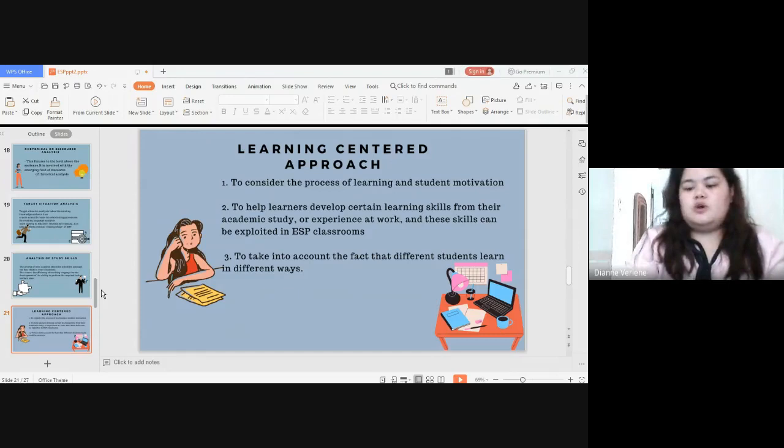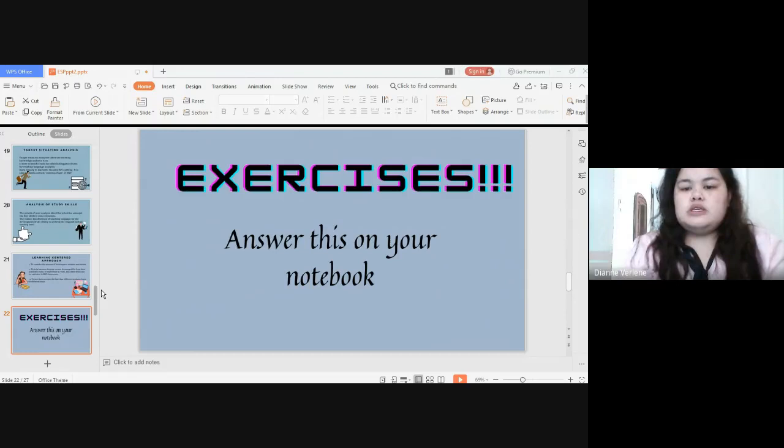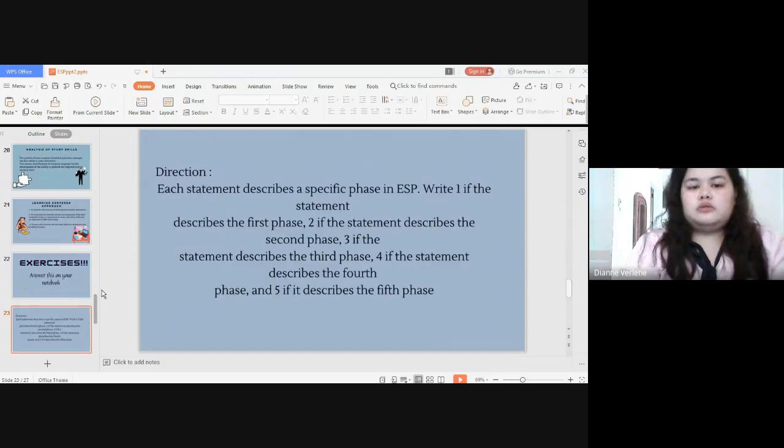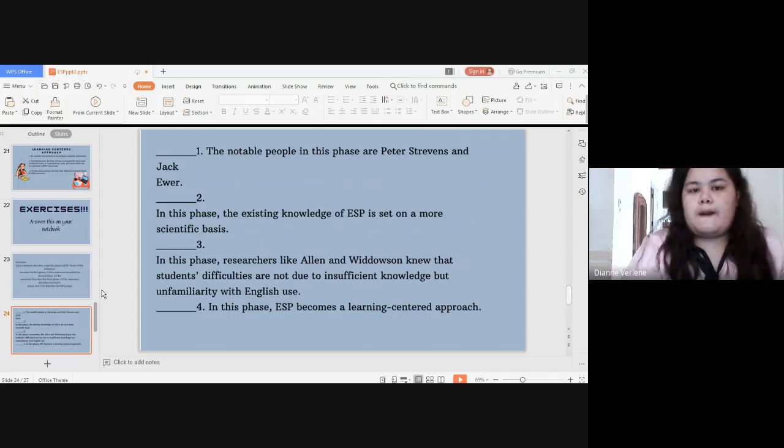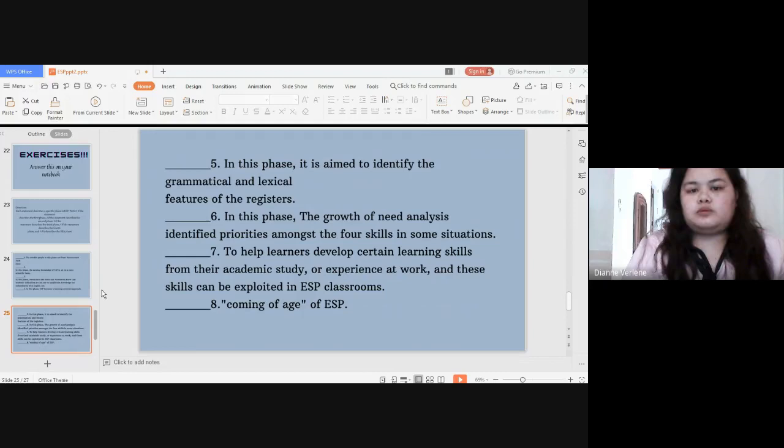So let's have an exercise. Answer this in your notebook. I will give 10 minutes to answer. Direction: each statement describes a specific phase in ESP. Write one if the statement describes the first phase, two if it describes the second phase, three if it describes the third phase, four if it describes the fourth phase, and five if it describes the fifth. Okay, next slide. Okay, are you done?